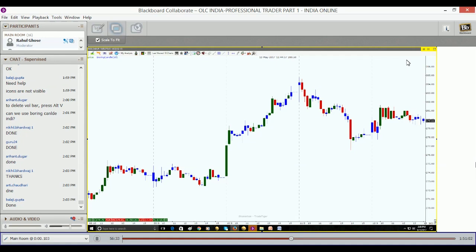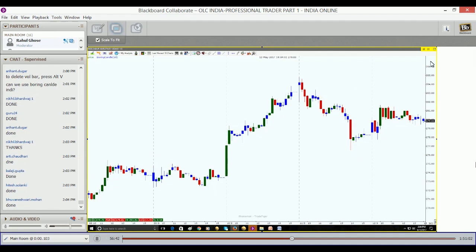Guru, you've marked it on the daily chart. We're looking to mark it on the 15-minute chart. On the daily, you have marked it correctly, but on the 15-minute chart, my friend. Hitesh, let's have a look at yours. Hitesh, you have the 15-minute.